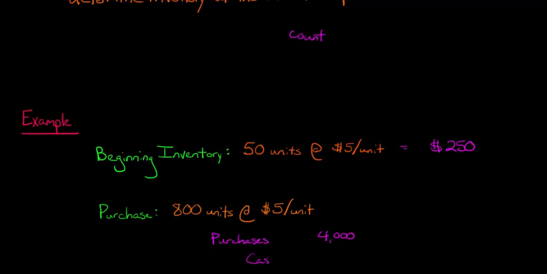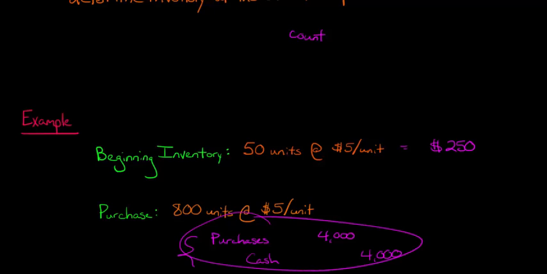Let's say you paid cash for the inventory. So we're going to credit cash for $4,000. I'll show you what we do with this purchases account in a moment. But for right now, just know that we're not actually making a journal entry to the inventory asset account. This is our journal entry right here.